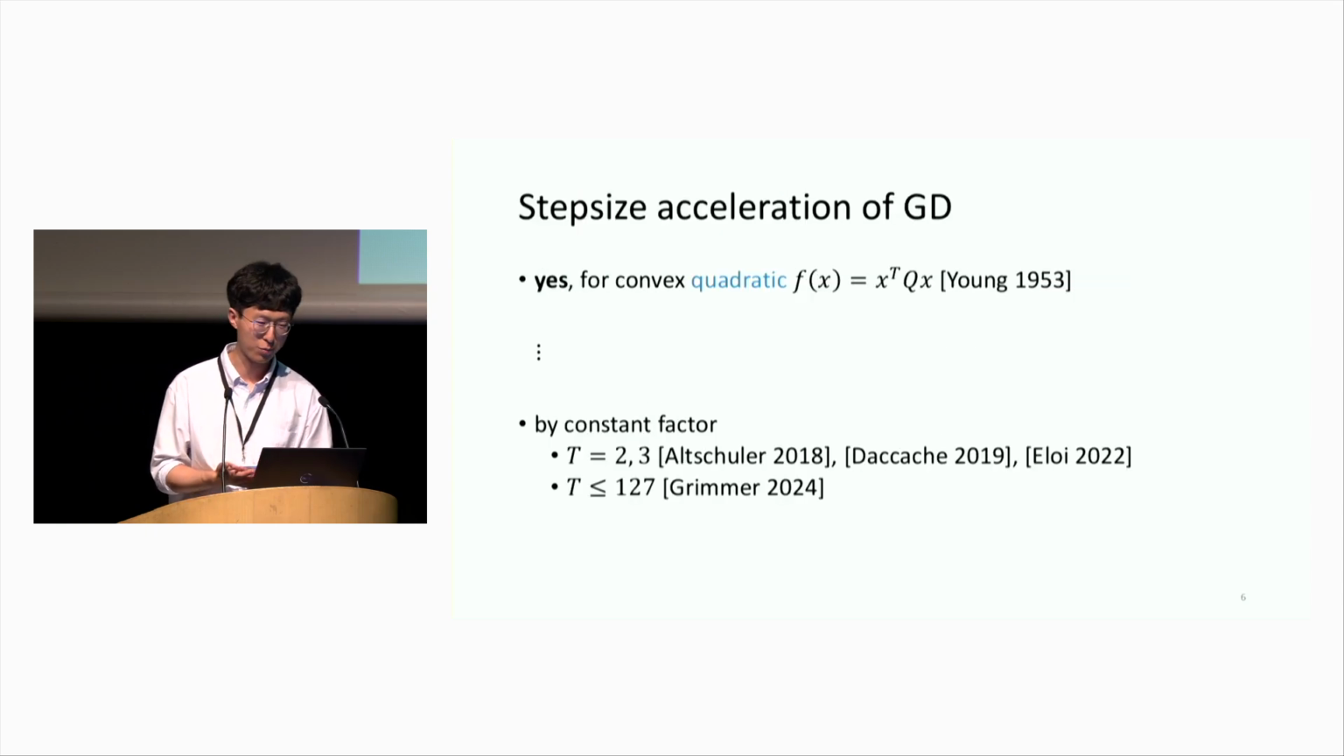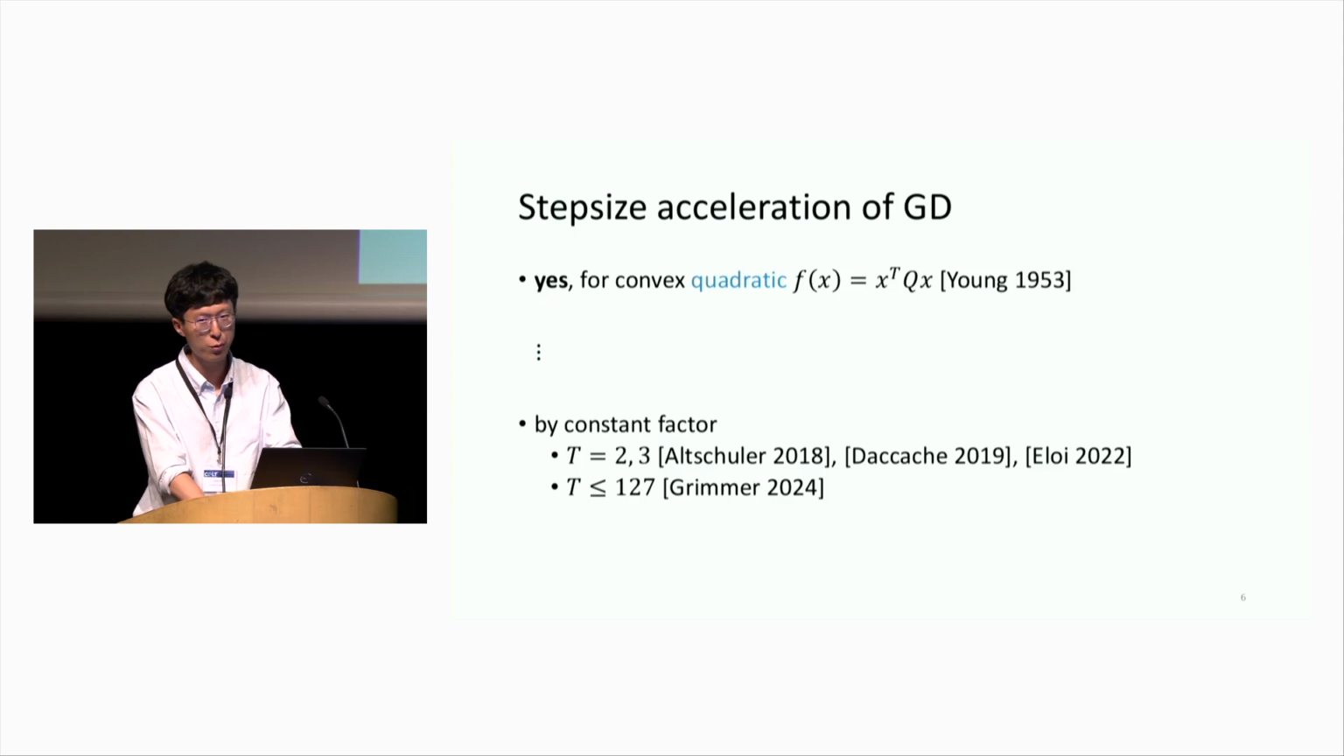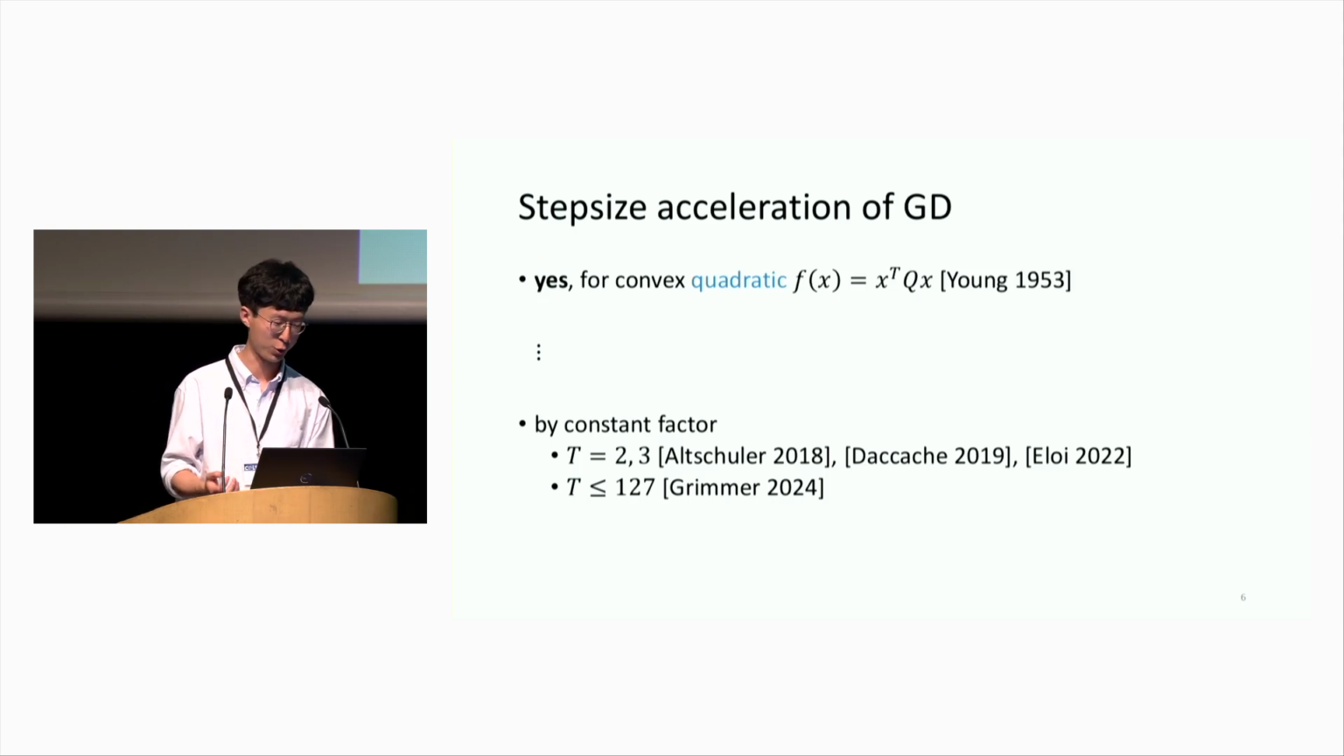So just as maybe a 10-second summary of the old history, in the 50s this was shown to be true, but you additionally need to assume that f is quadratic. This is a classical result by Young in the 50s. And people recently revisited this problem, but in terms of the rate, these essentially give you only an acceleration by a constant factor.